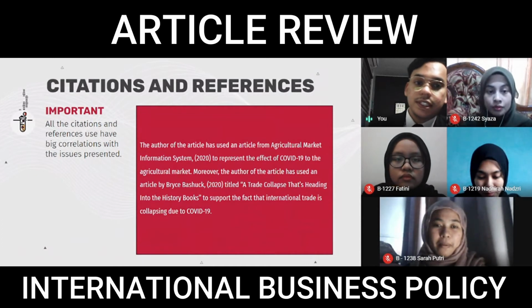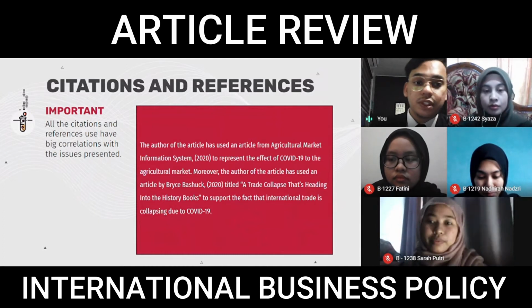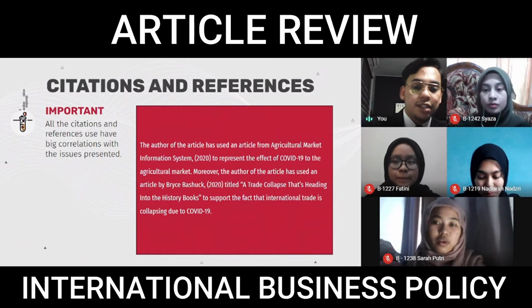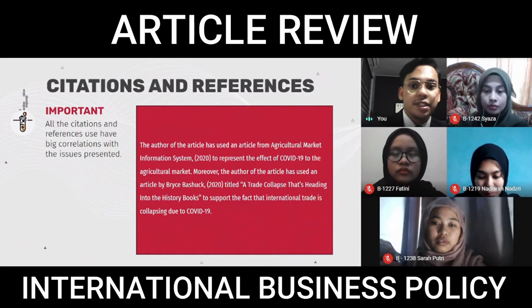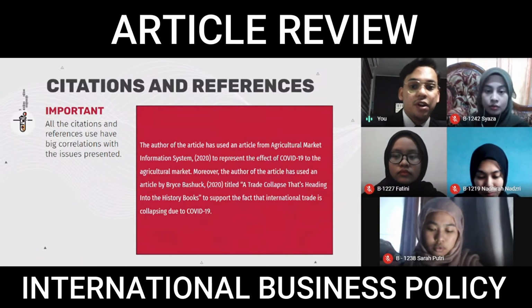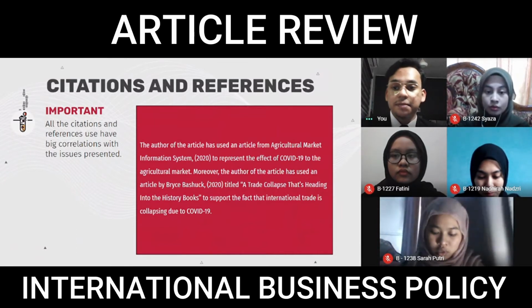Now for citations and references, the author has used important citations and references because all the citations and references used are correlated with the issue presented. For example, the author of the article has presented a citation from the Agricultural Market Information System, and from an article from Baldwin, a trade collapse, to represent the effect of COVID-19 and to also support the fact that international trade is collapsing due to COVID-19. Next.